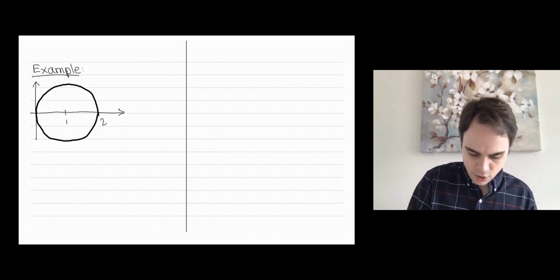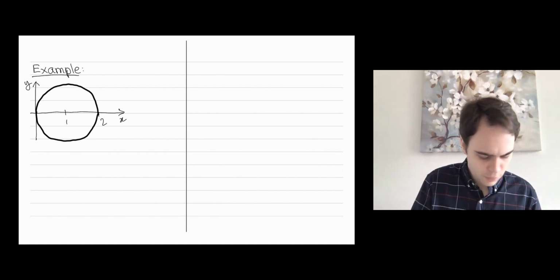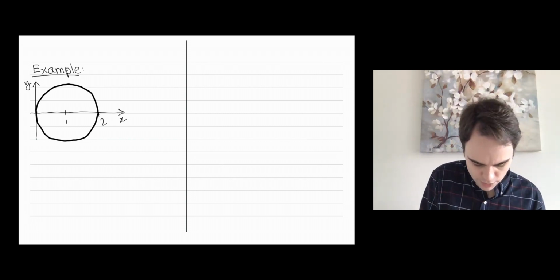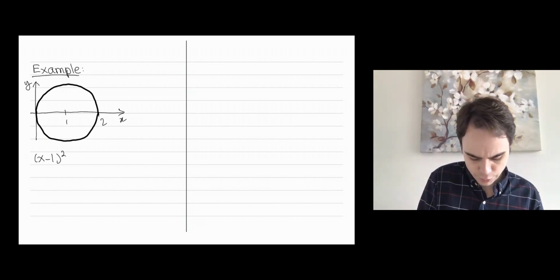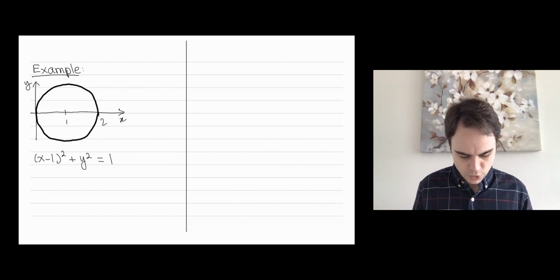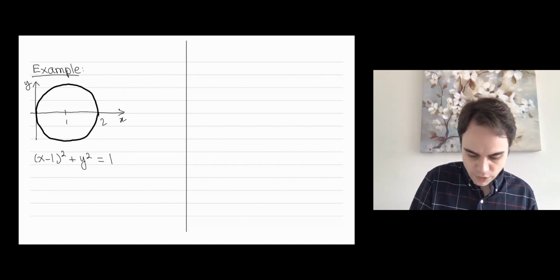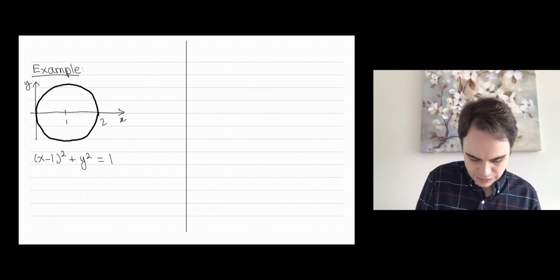Let's talk about the bounds in this case. So this circle is just a standard circle, but it's centered around the point (1, 0). It's shifted to the right by 1 unit. So the equation for the circle is (x minus 1) squared plus y squared equals 1. So if I wanted to integrate over this region, I would first convert the equation.